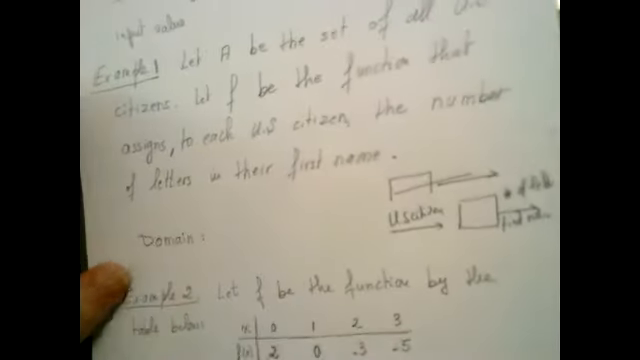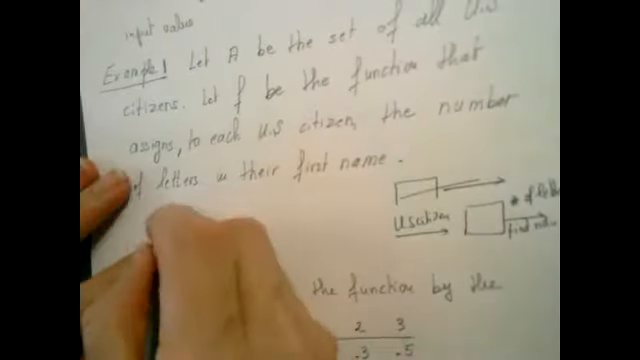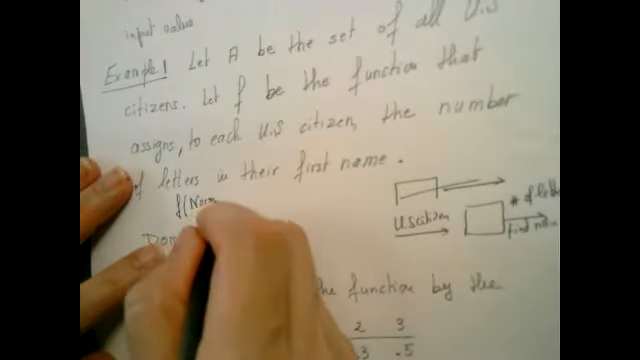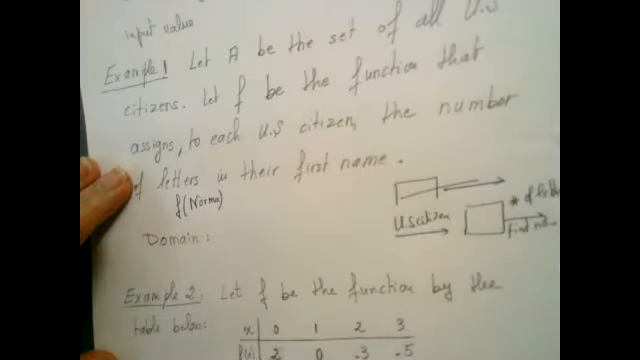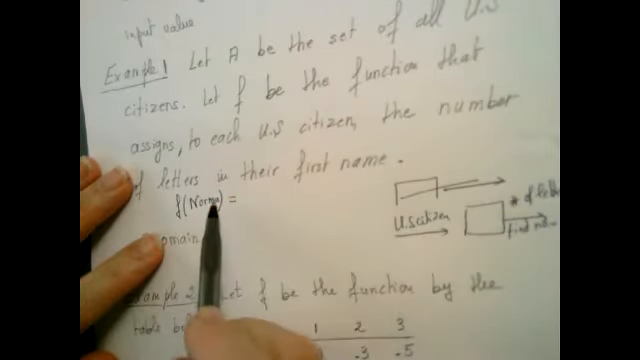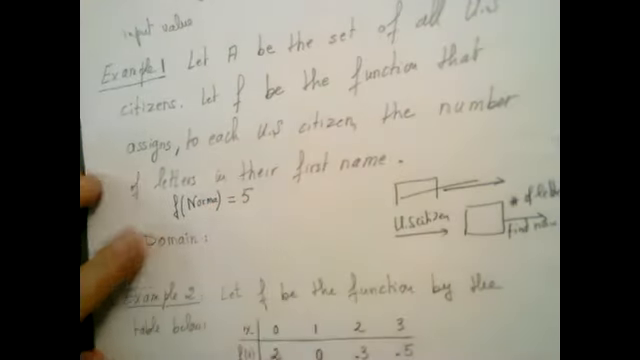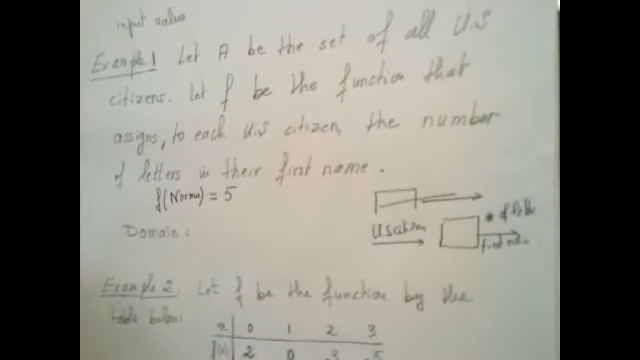Okay, so if you want to understand exactly the function, let us say I say f of Norma. I am a US citizen, as I said last time. What is f of Norma? 1, 2, 3, 4, 5. f of Norma is equal to 5. So that's really what the function is doing. What's the domain? The domain is all the input values.